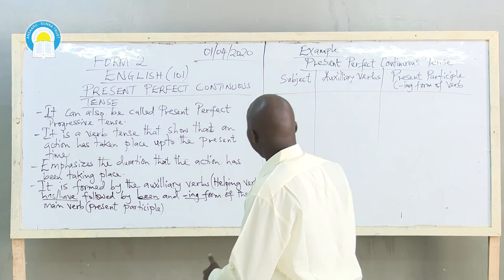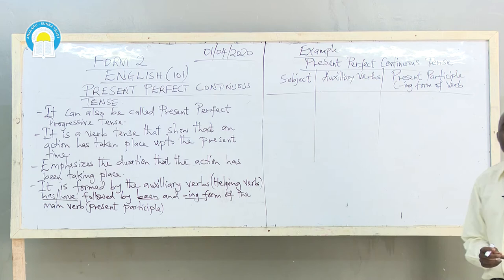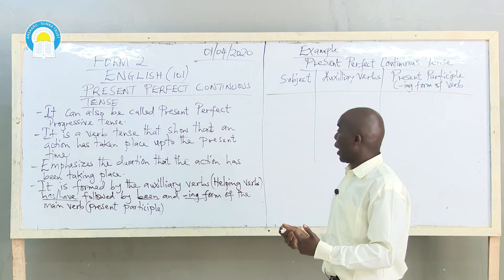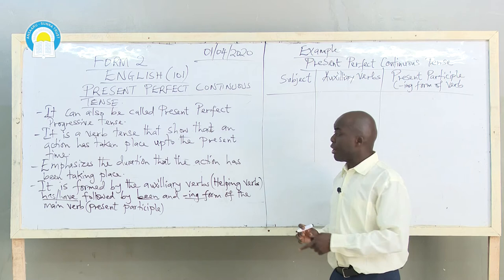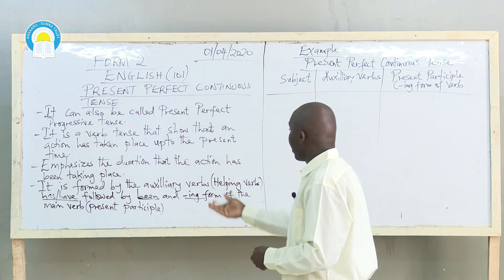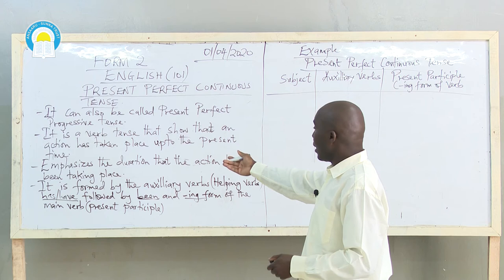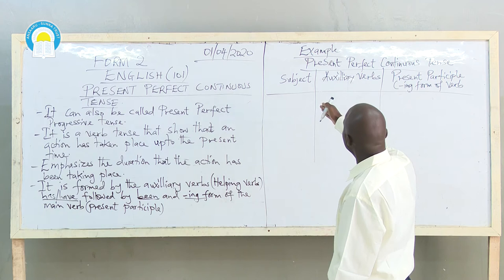Before we have a look at this, you realize this auxiliary verbs has and have. Has is always used with singular subjects, or even if it is a pronoun, he, she, it. Then have is always used with pronouns such as I, they, you, and so on. So this one is mostly common with the plural forms or the first and second person pronouns. So we have a look at the subject I, for example.